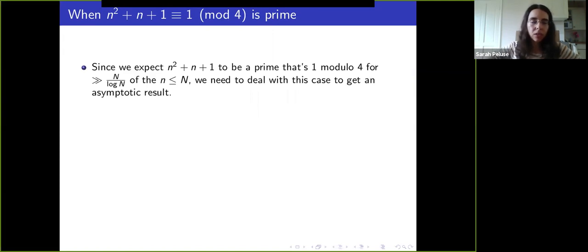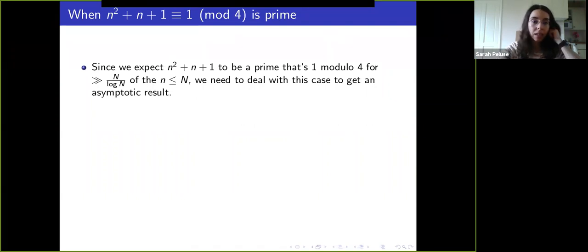Why do we need something else? Well, just using Mann's theorem, we can get a big O bound on the number of possible orders of perfect difference sets, but we have to deal with the case when n squared plus n plus 1 is a prime that's 1 mod 4, because we expect this to happen by the Bateman-Horn conjecture at least a constant times n over log n of the time. Okay, so we don't know this. This is like a famous open problem, but we're going to have to deal with this case to get an actual asymptotic result.